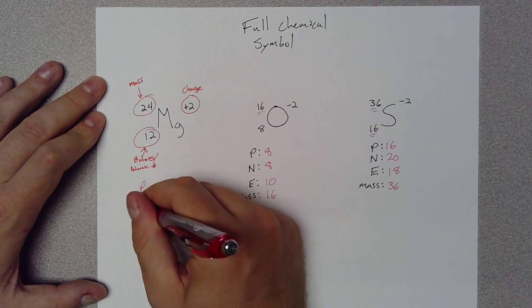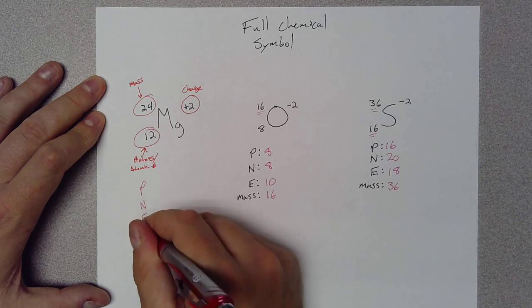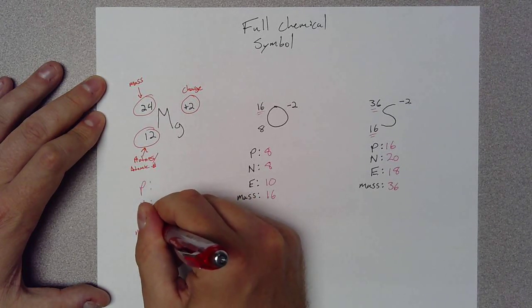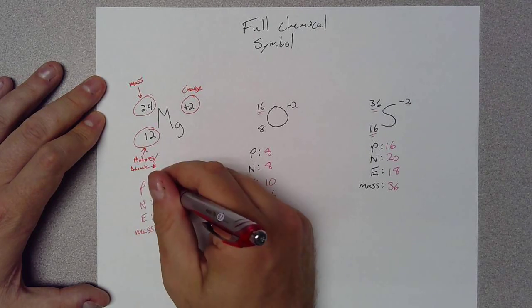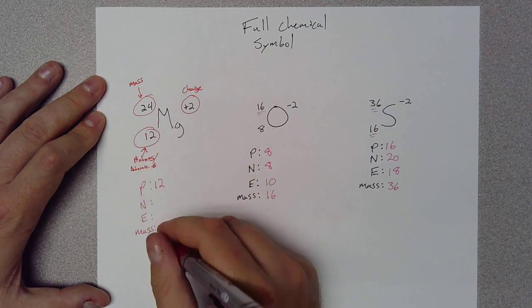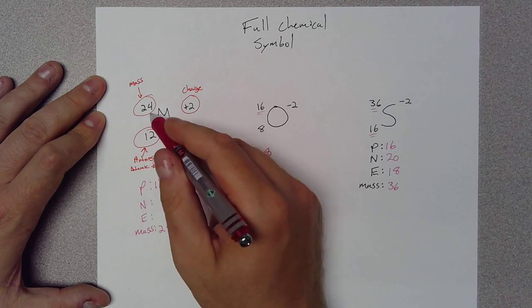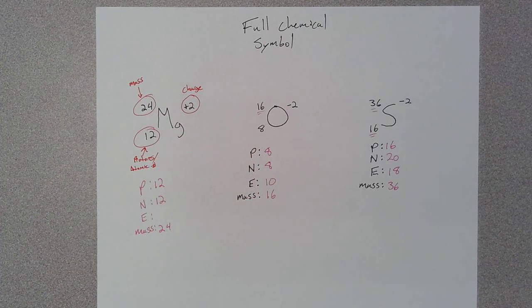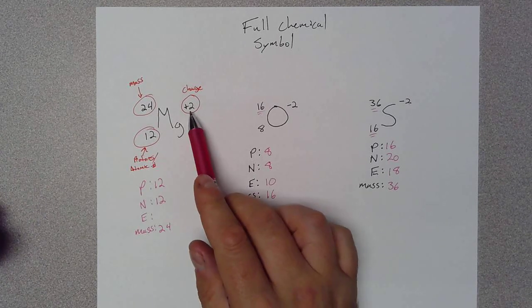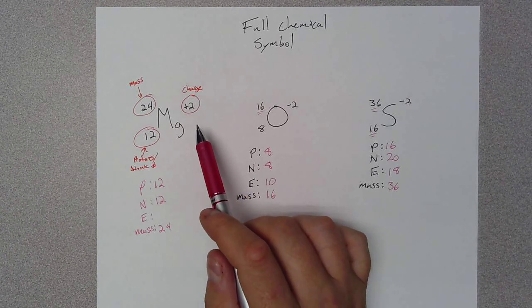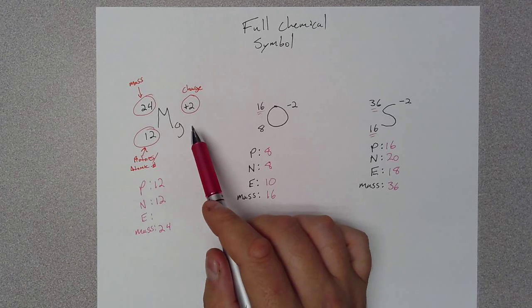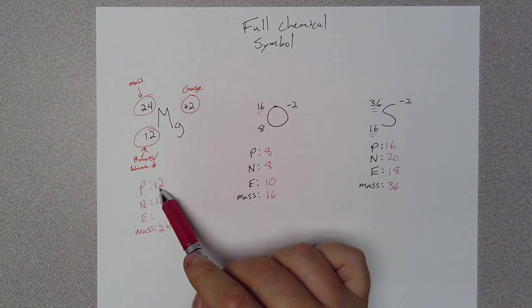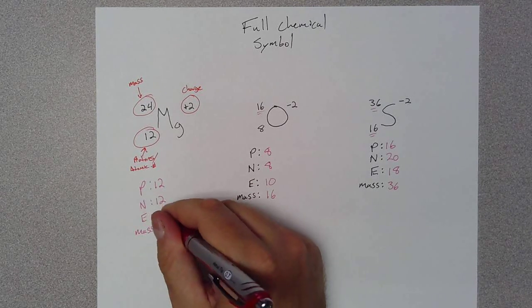And then over here, let's do the one for magnesium. So let's look at protons, neutrons, electrons, and mass. So protons, I have 12. That mass, I have 24. 24 minus 12 is 12 for neutrons. And then over here for charge, it commonly gets a +2 charge, which means there are 2 less electrons. So 12 minus 2, I'll have 10 electrons.